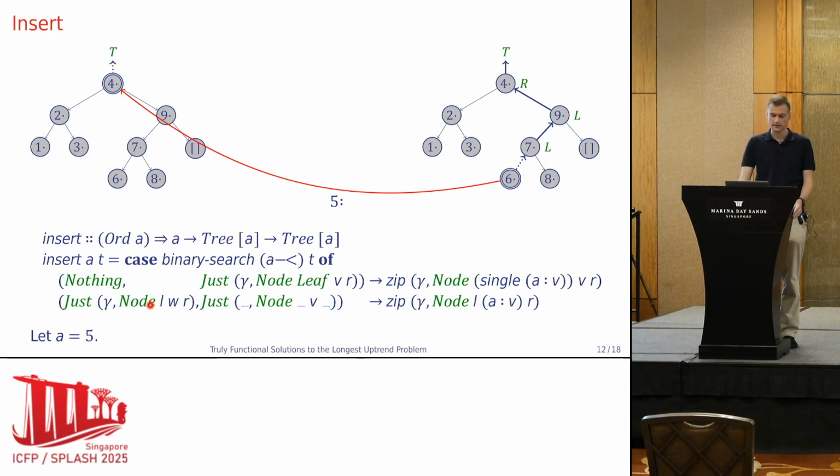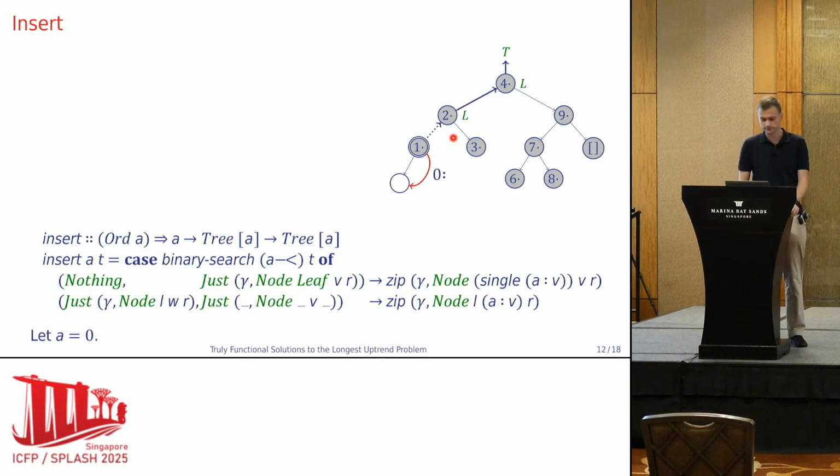So that's the one case. The other case is if the tipping point is on the very far left. It can't be on the very far right because the empty up sequence is always extensible. So it can be on the very far left. What are we doing in this case? We take the leftmost. We are then at the leftmost element, and for example, if our element A is 0, we just take the uptrend, extend it by 0, and make it the left child.